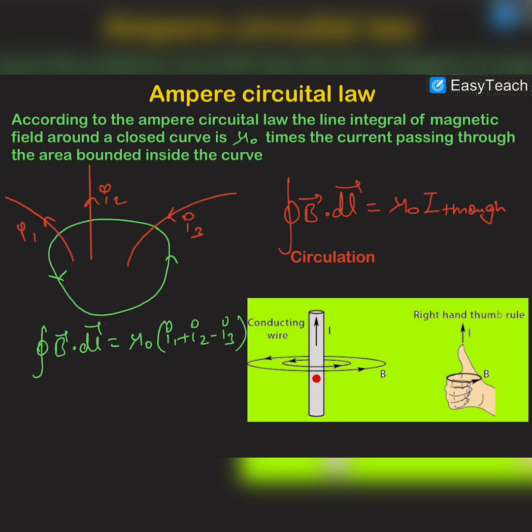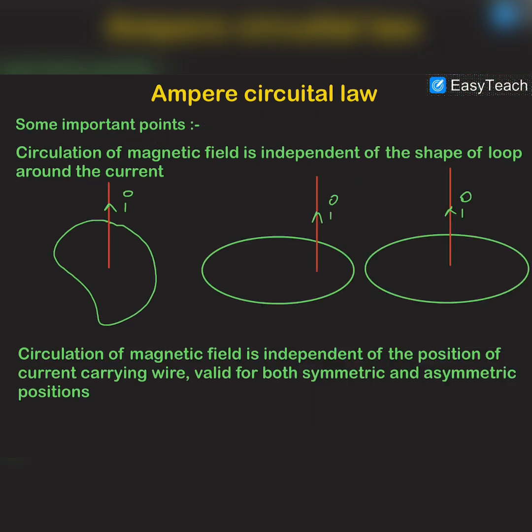Now this is the right hand thumb rule. We will be calculating the magnetic field due to a long straight current carrying wire, which we have already calculated by the Biot-Savart law previously. So we will be calculating that field by Ampere's circuital law. But before that, let us discuss some more important points of Ampere's circuital law.